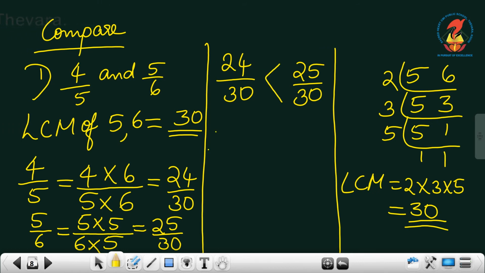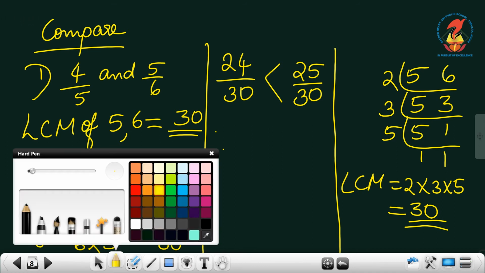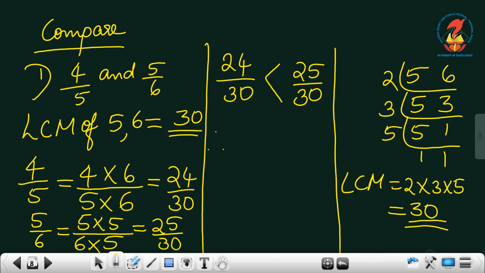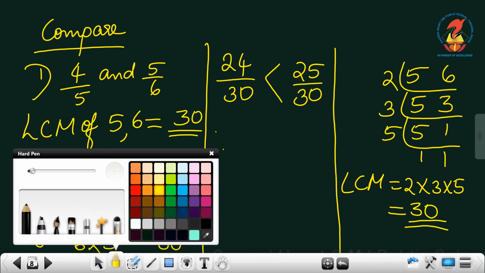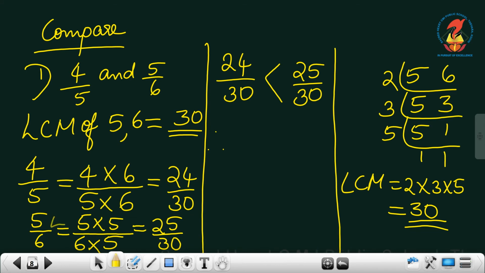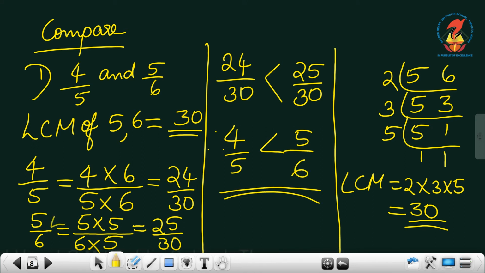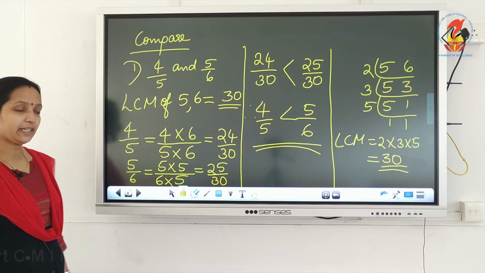So therefore we can write, 24 by 30 is equivalent to which fraction? 24 by 30 is equivalent to 4 by 5, and 25 by 30 is equivalent to 5 by 6. So what can you write here? 4 by 5 is less than 5 by 6. Okay children, 4 by 5 is less than 5 by 6. I hope it's clear now.